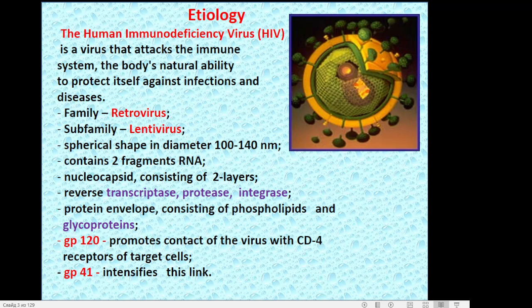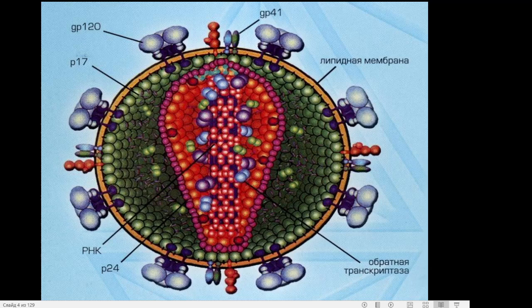Etiology. The HIV virus attacks the immune system. Family retrovirus, subfamily lentivirus. It is spherical, small, 100 to 140 nanometers in diameter, and contains two fragments, two parts of RNA, a nucleocapsid and a supercapsid, containing some enzymes: transcriptase, protease and integrase. The protein envelope consists of phospholipids and glycoproteins such as GP120 and GP160. On this slide is a scheme of the virus with enzymes and glycoproteins.